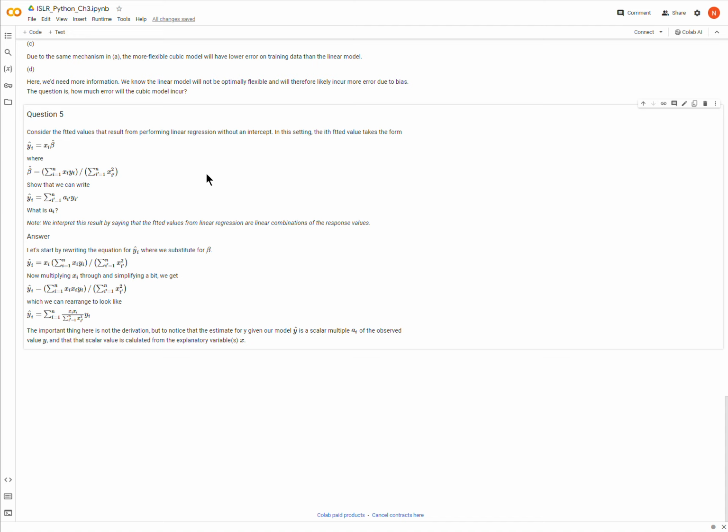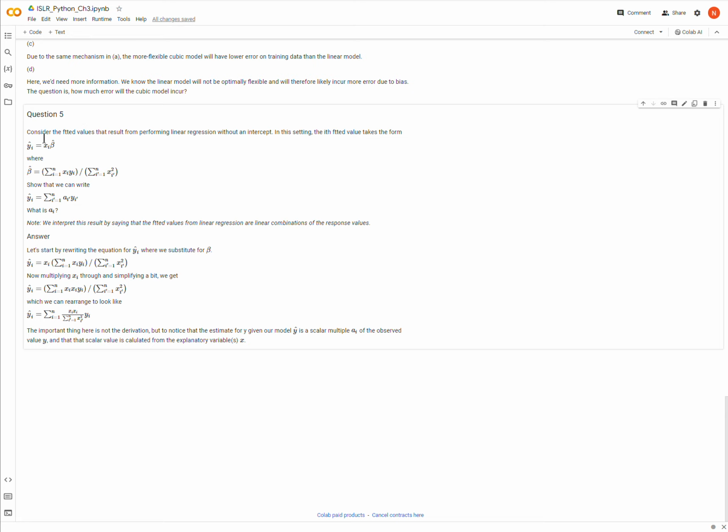Okay, question 5. I hope that nobody is put off by this and maybe attempts it. Although I don't know how much use it is other than to illuminate something that's important, and we'll get to that at the end. I should also say that this is Chapter 3 of Introduction to Statistical Learning, 2nd edition.